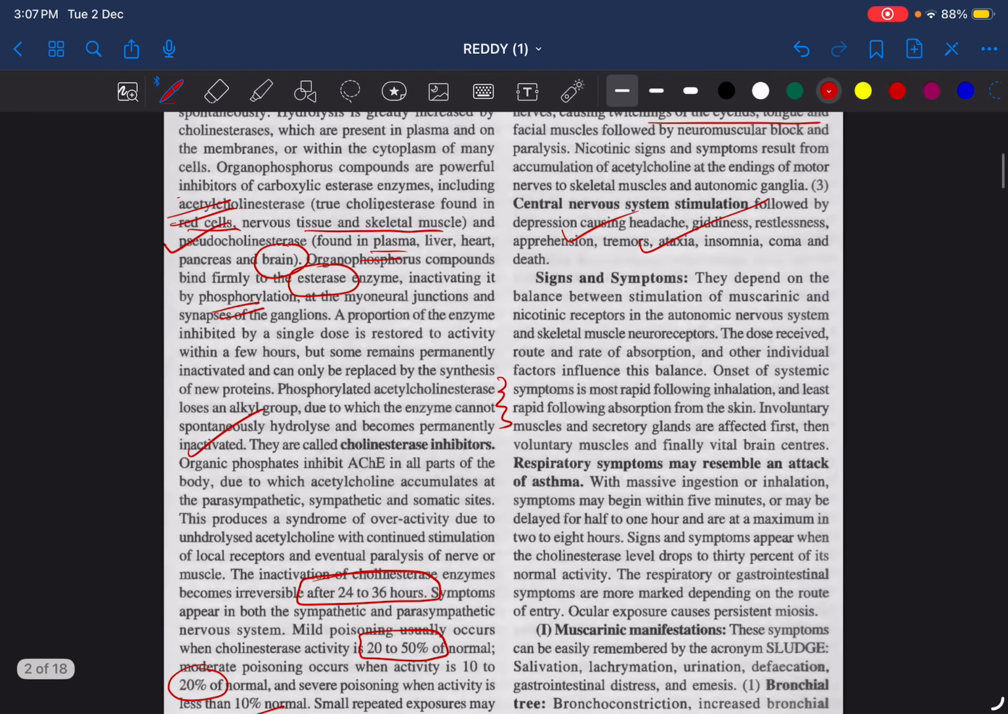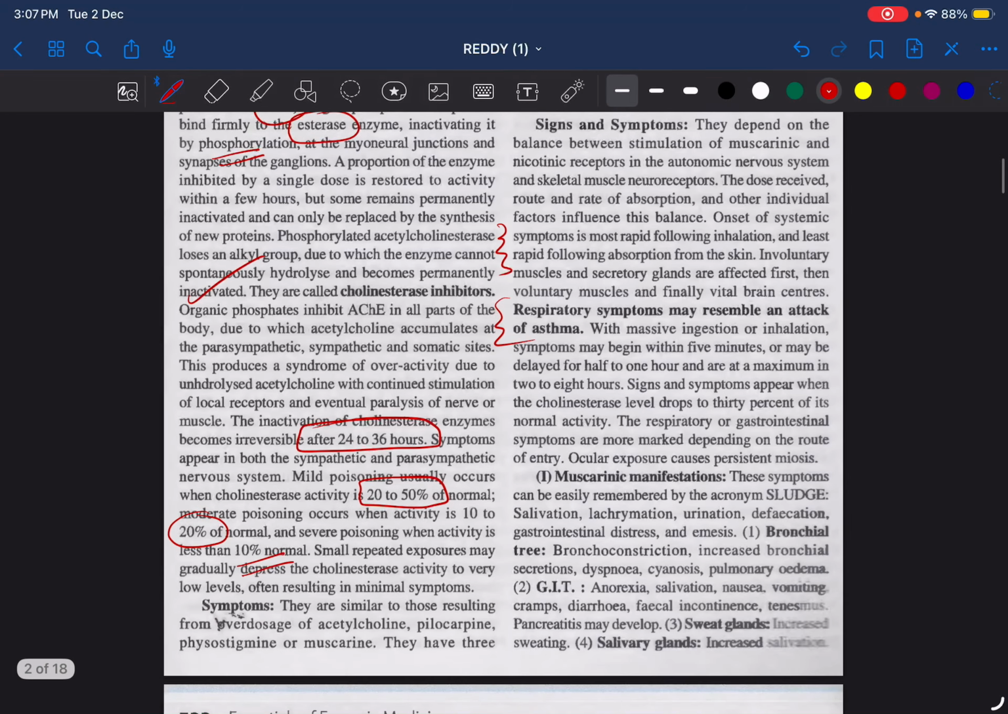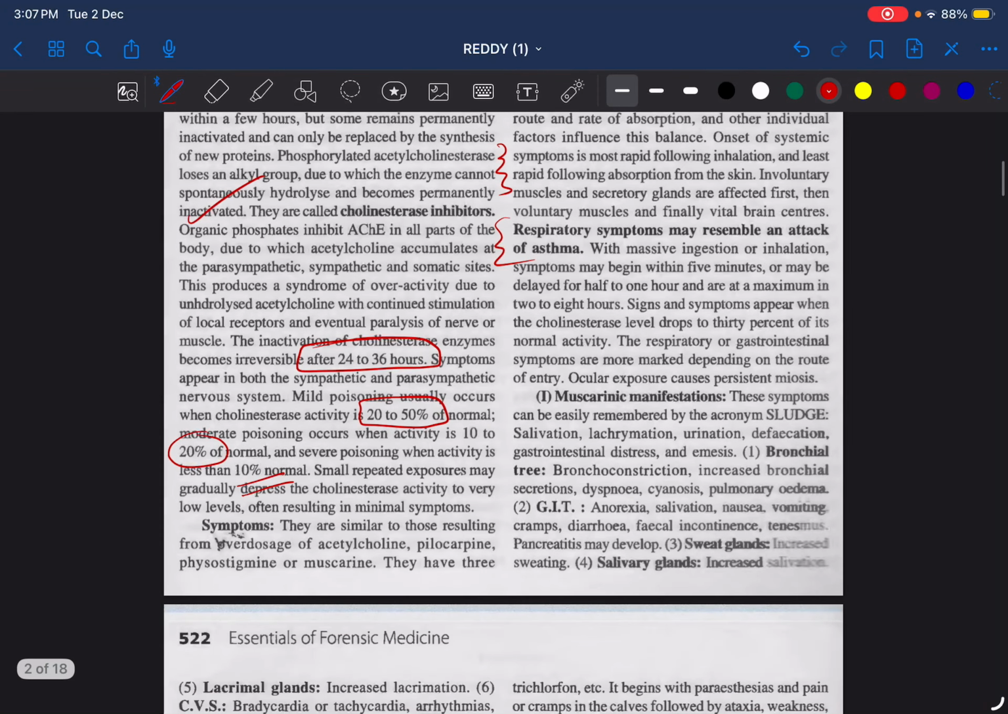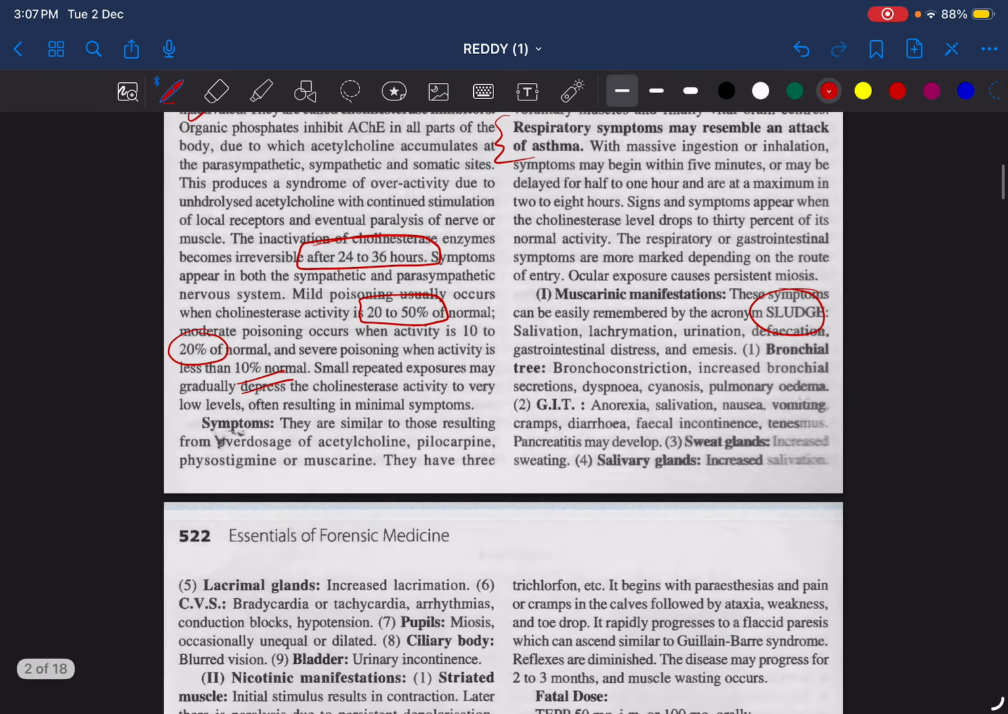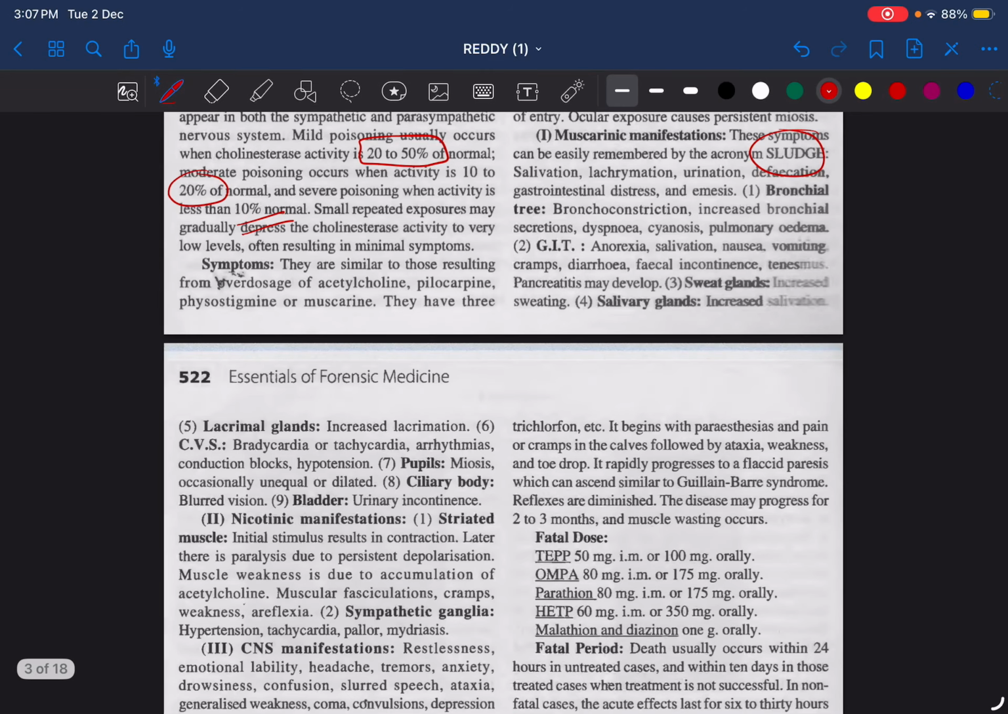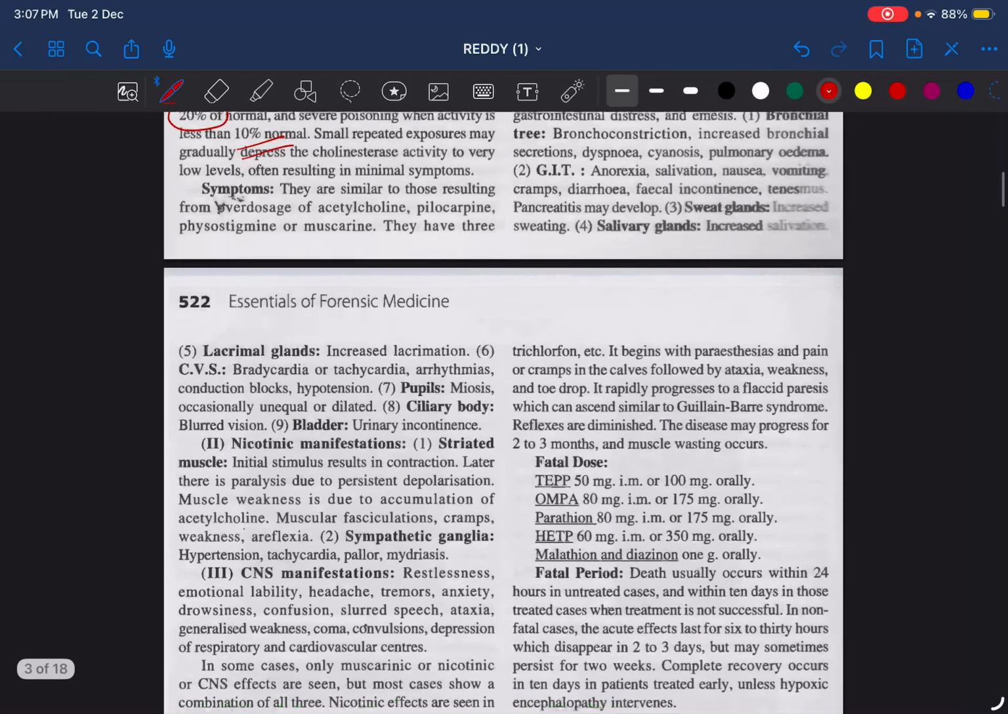Coming to the signs and symptoms, it completely depends on how far the nicotinic, muscarinic, and CNS receptors are stimulated, and most of the respiratory symptoms will most likely resemble an acute attack of asthma. Coming to the muscarinic manifestations, which can be remembered with the famous acronym SLUDGE: salivation, lacrimation, urination, defecation, gastrointestinal distress, and emesis. In the bronchial tree, there will be bronchoconstriction. In the GIT, there will be salivation, fecal incontinence, diarrhea, vomiting. Sweat glands, there is increased sweating, and lacrimal glands, increased lacrimation, and urinary incontinence with miosis, very very important, miosis.